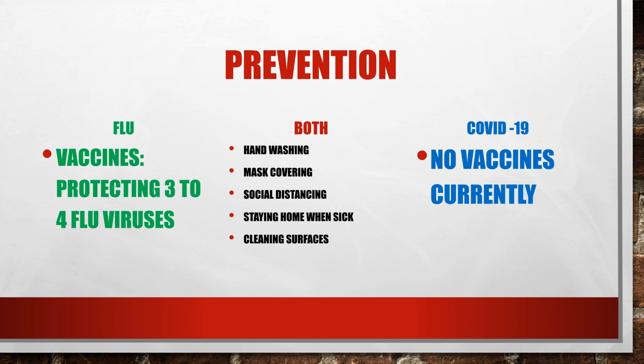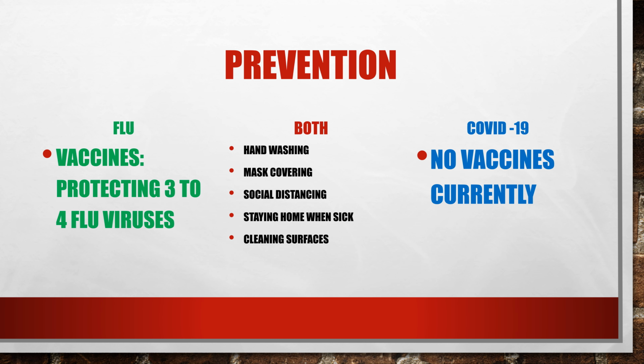So looking to the left, just looking at flu. We do have flu vaccines, and these vaccines tend to protect against 3 to 4 of the flu strains that we commonly see. So it's a great preventative strategy, and it's something that unfortunately COVID-19 does not have, and it's currently a work in progress.